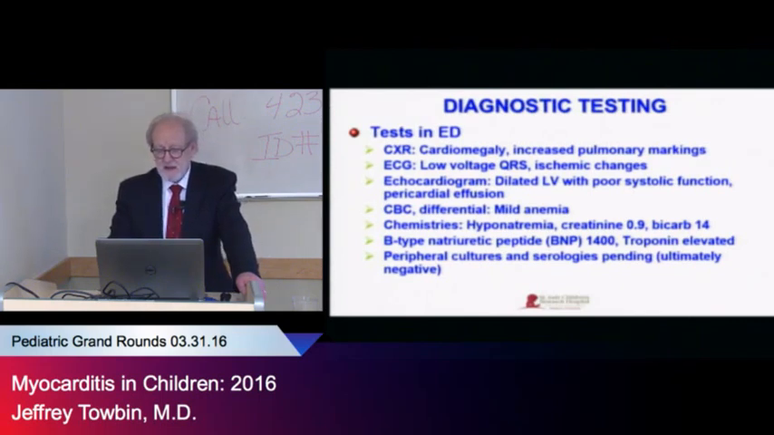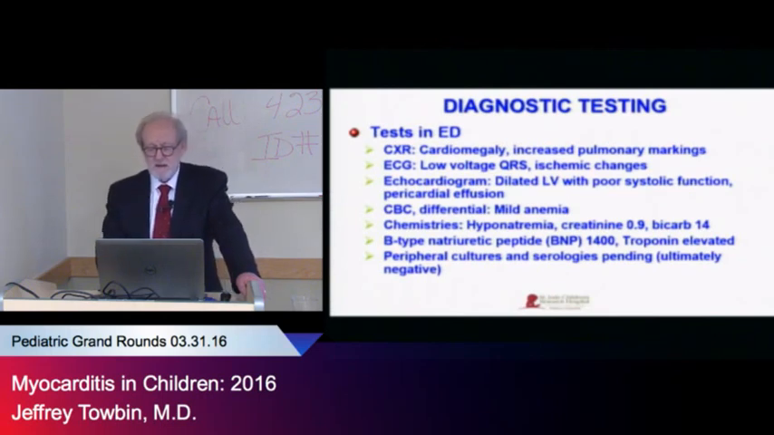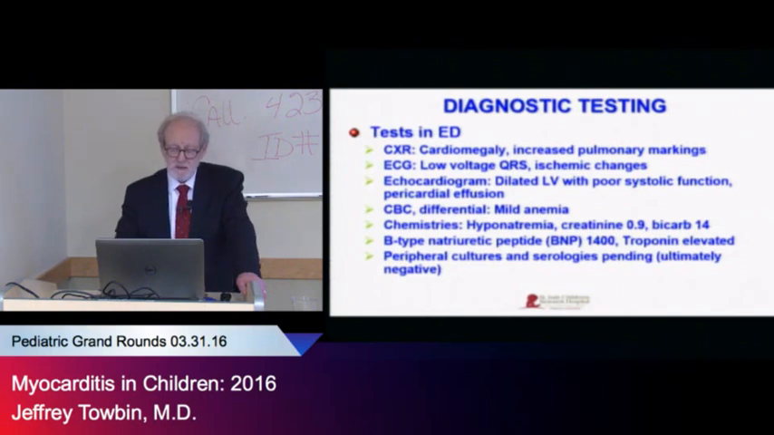BNP was sent. It came back, and this is a straightforward BNP. It's not an NT-proBNP. Less than 200, somewhere between 100 and 200 is the high end of normal, so 1400 is very abnormal. And this is a pretty good biomarker for heart failure. If you had purely respiratory failure, your BNP would be closer to normal.